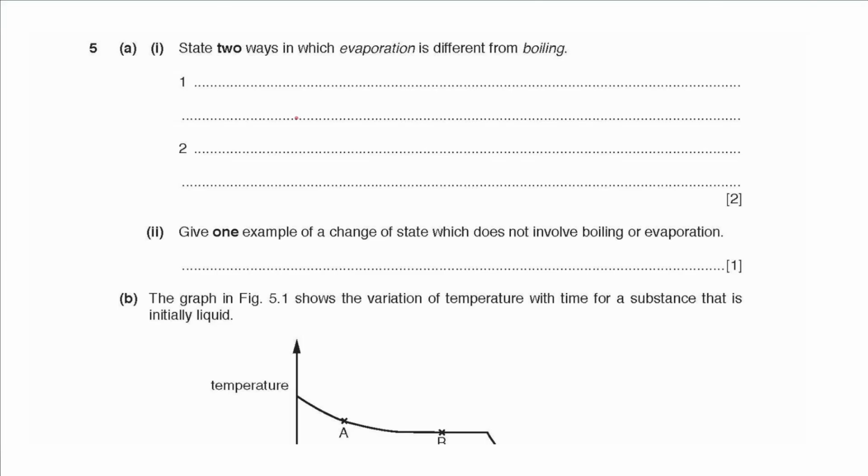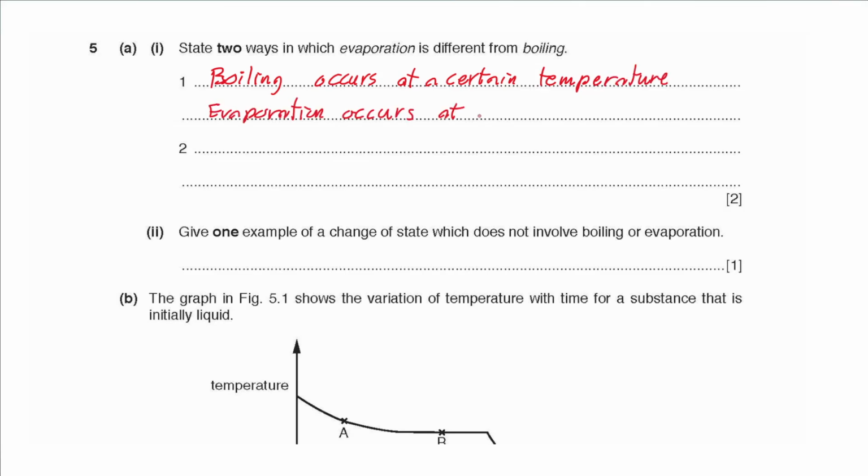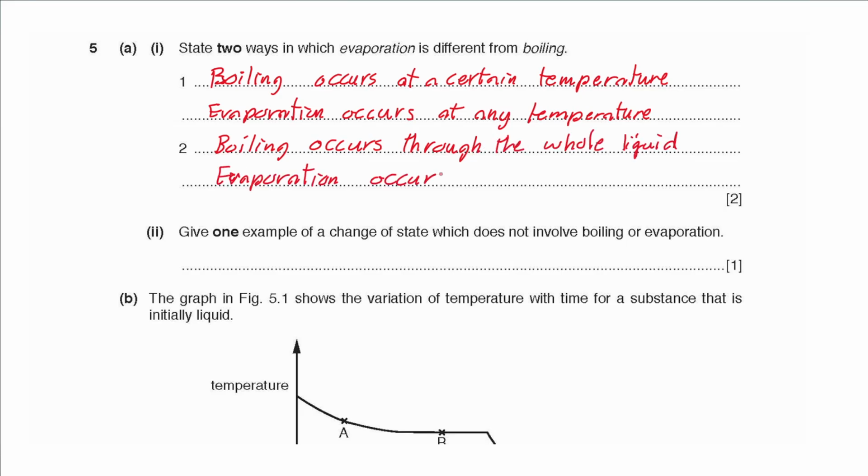Question 5 A(i) says state 2 ways in which evaporation is different from boiling. First, boiling occurs at a certain temperature and evaporation occurs at any temperature. This is the first difference. The second is that boiling occurs through the whole liquid while evaporation occurs at the surface only, not through the whole liquid.